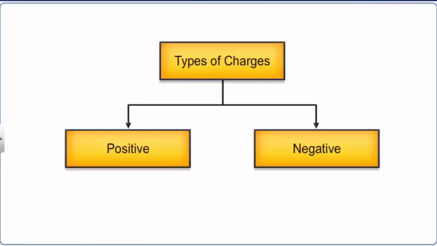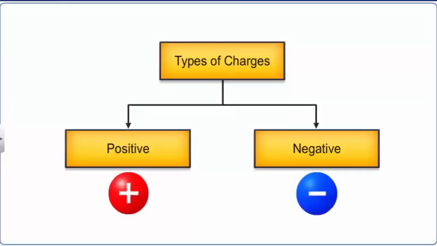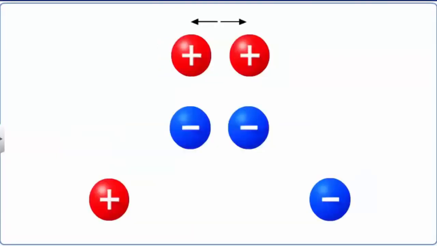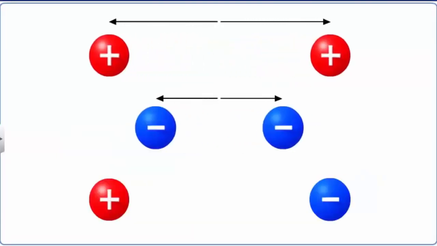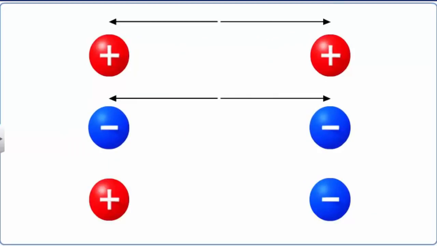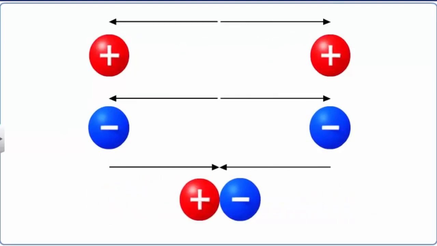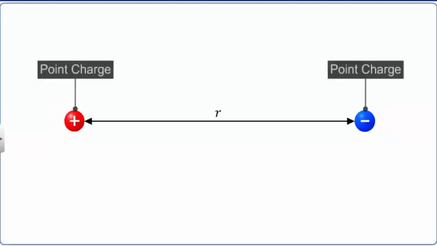We know that electric charges are conventionally called positive and negative charges, and that like charges repel each other and unlike charges attract each other. However, if the size of charged bodies is very small, but the distance between them is comparatively larger than their sizes, such charged bodies are treated as point charges.